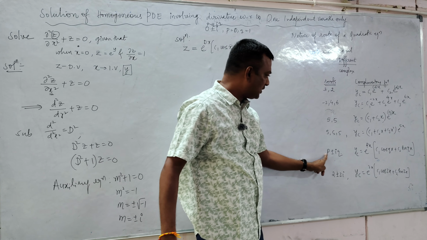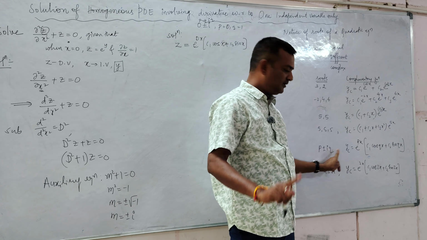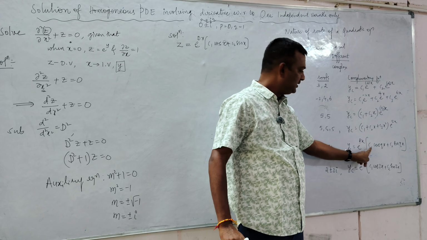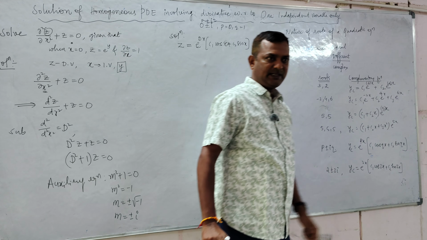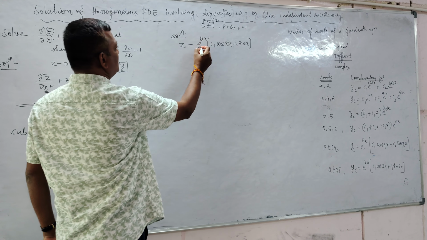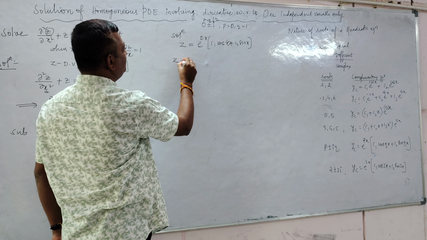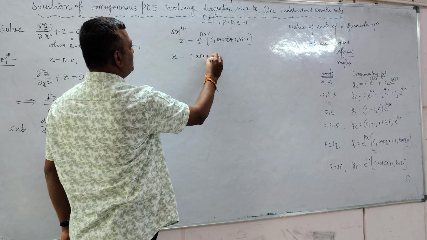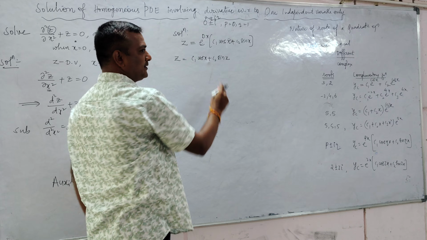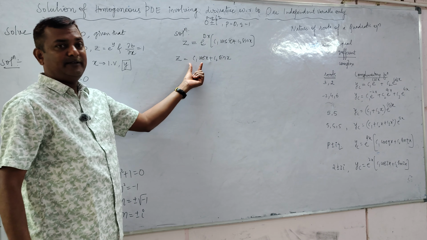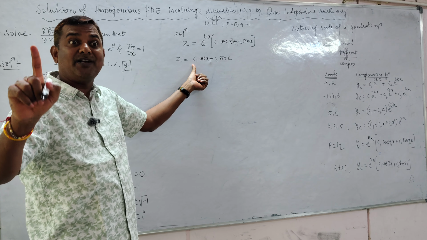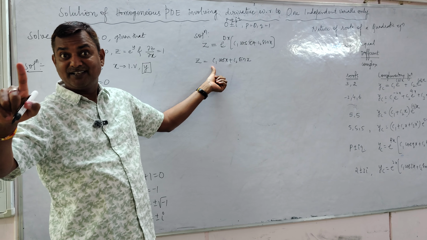Take p is equal to 0 and q is equal to 1, that's all. P is equal to 0 means e raised to 0 x, c1 cos 1x plus c2 sin 1x. So e raised to 0 is what? 1. c1 cos x plus c2 sin x.